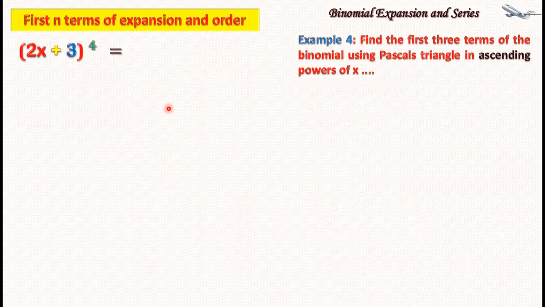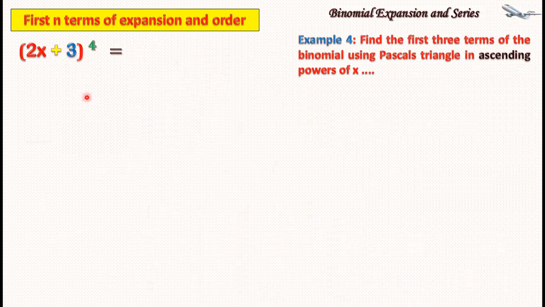We have 2x plus 3 to the power 4. Normally, if I expand this, like we saw in the previous example, these powers are going to be x to the power 4, x to the power 3, x to the power 2, and so on. And I observe that my answers are going to be in descending powers of x. That is going to slow me down. So I'm going to do some tricks here.